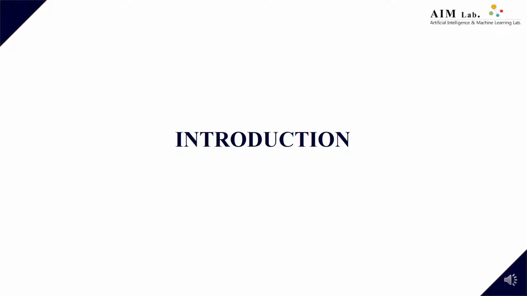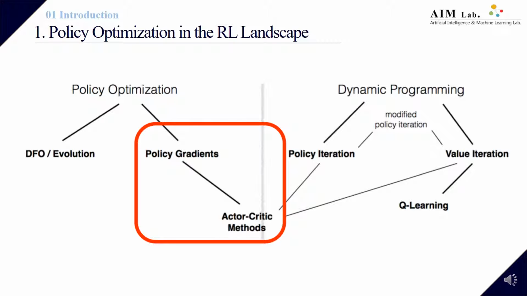So, the introduction. To begin with, we revisit the reinforcement learning landscape. Up to now, we have covered dynamic programming, which includes policy iteration, value iteration, along with Q-learning. Today, we will move on to policy optimization, especially policy gradients. Then, we'll introduce actor-critic methods, combining policy gradients and dynamic programming.